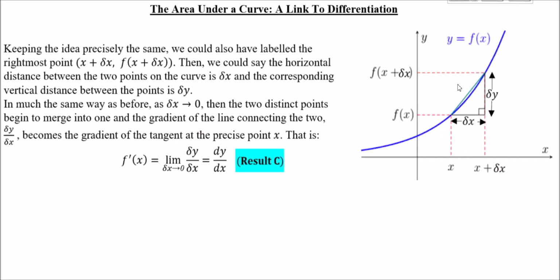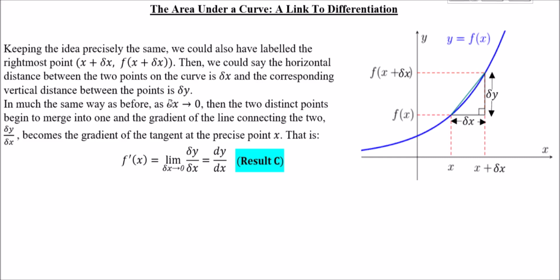So another way of thinking about it is we had here h as the difference between the x values. I'm going to call this change from one point to the other delta x. Well, delta x is just something which is pretty small. And delta y is the corresponding change in between f of x plus delta x and f of x. And so what we can say here is that the horizontal distance, as I've said, is delta x, the corresponding vertical distance is delta y.